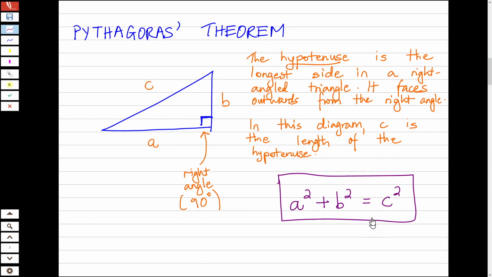Now, I want you to note two things. This only works for right-angled triangles. You cannot use this for other triangles. You will break the universe if you do that. Okay? It's just a joke.